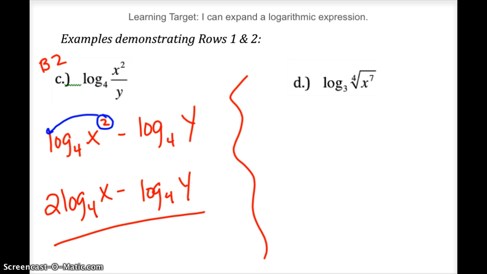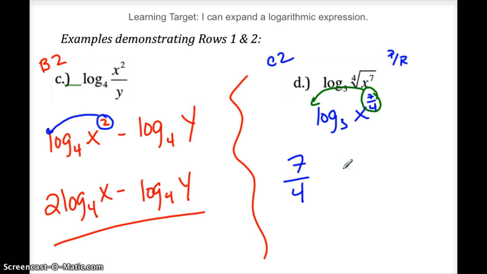Example D, hopefully you remember that was the last one we did, C2. First thing we want to do is get rid of the root by making a rational exponent. Power over root means the power should be 7 over 4. And then we know how to deal with exponents, we just move them out front. So we simply have 7/4 log base 3 of x. And that would be my expansion.